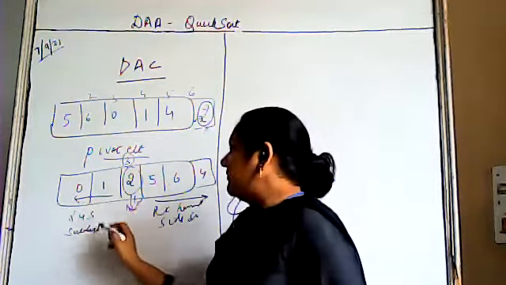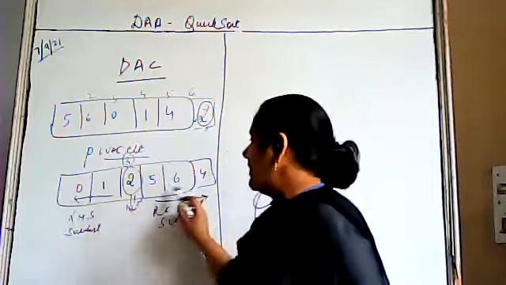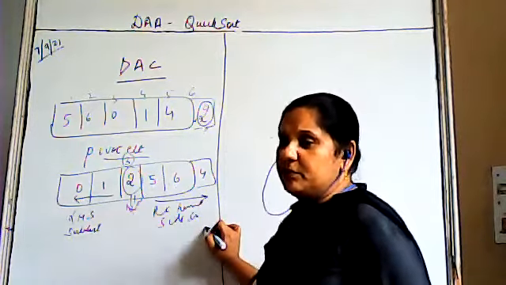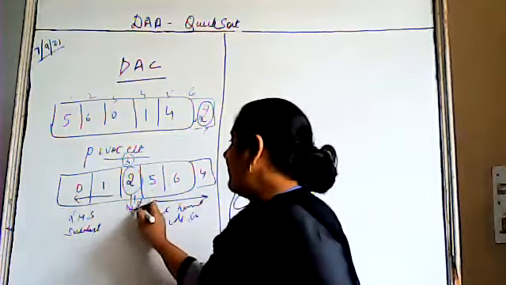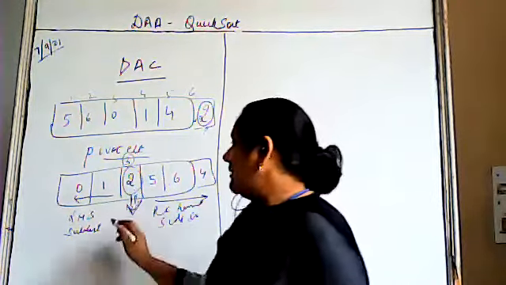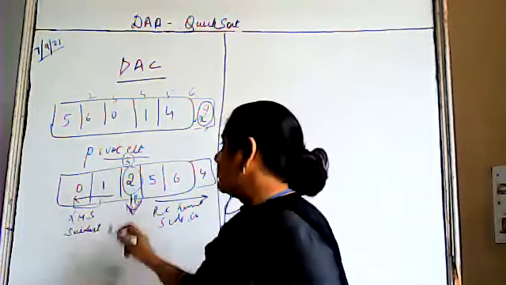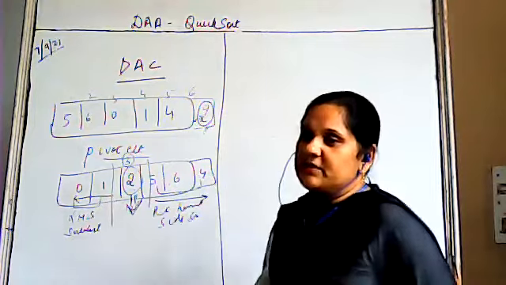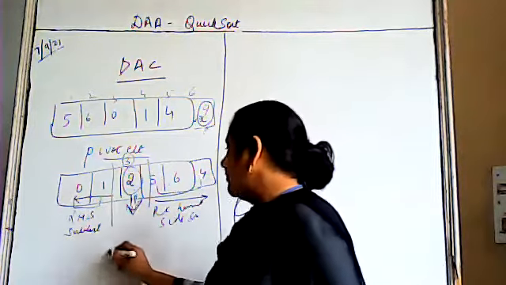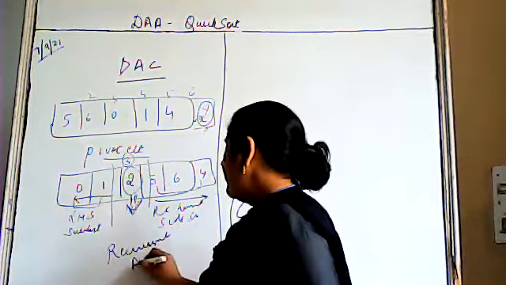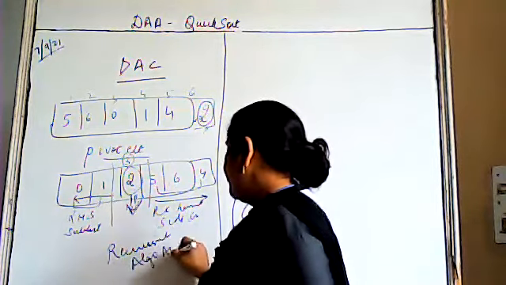And towards the left hand side, the smaller elements would be placed, and towards the right hand side, bigger elements would be placed or larger elements would be placed. So this will be a partition where you will get the final position for your pivot element. And then you will perform the same operation on left hand side sublist and on the right hand side sublist. So this will follow the recursive algorithm approach.